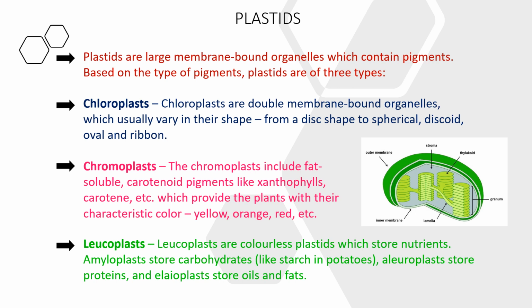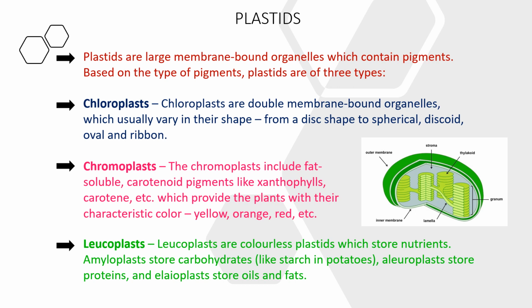Plastids are large membrane-bound organelles which contain pigments. They are present only in plant cells, and they have three types based on the pigments. Pigment means color. The first one is chloroplasts. Chloroplasts are double membrane-bound organelles which usually vary in their shape from disc-shaped to spherical, oval and ribbon. They contain the green pigment known as chlorophyll.